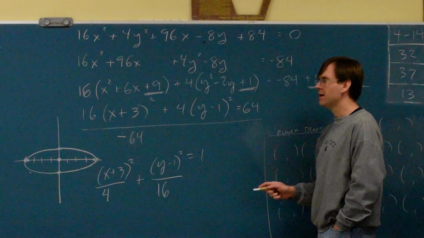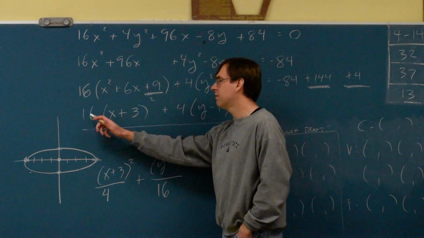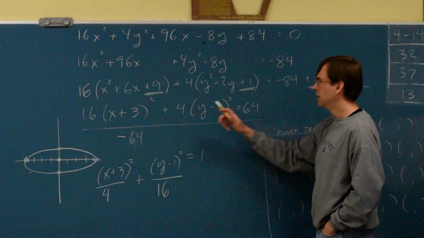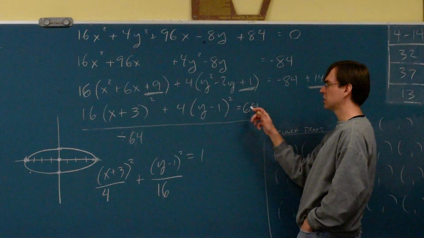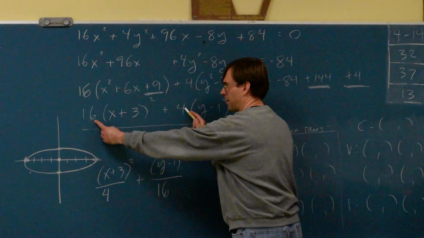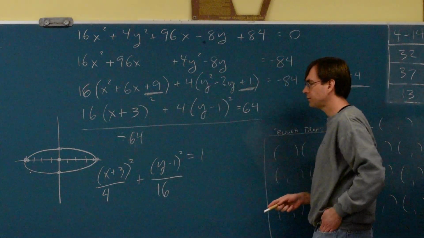A lot of times you might notice these numbers swap. You can get away with that if this times this equals that, which it does here. 16 times 4 equals 64. Those numbers can basically just kind of like switch who they're going with.